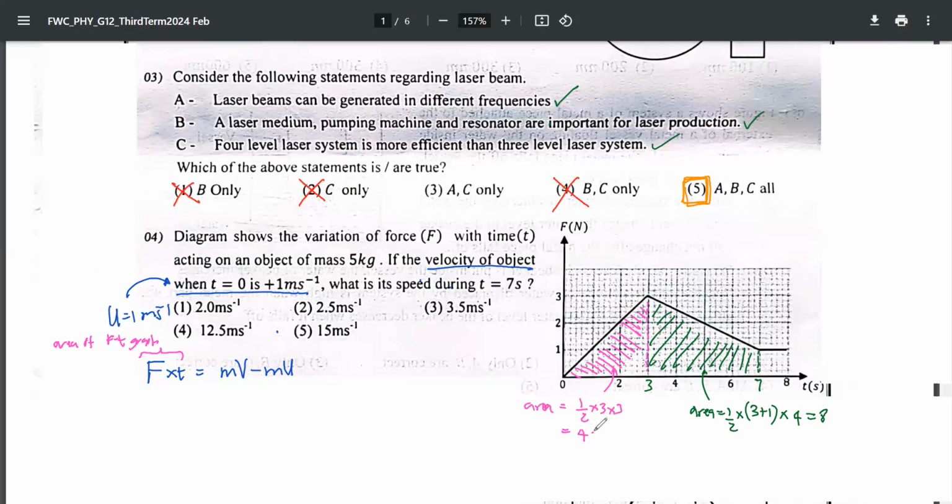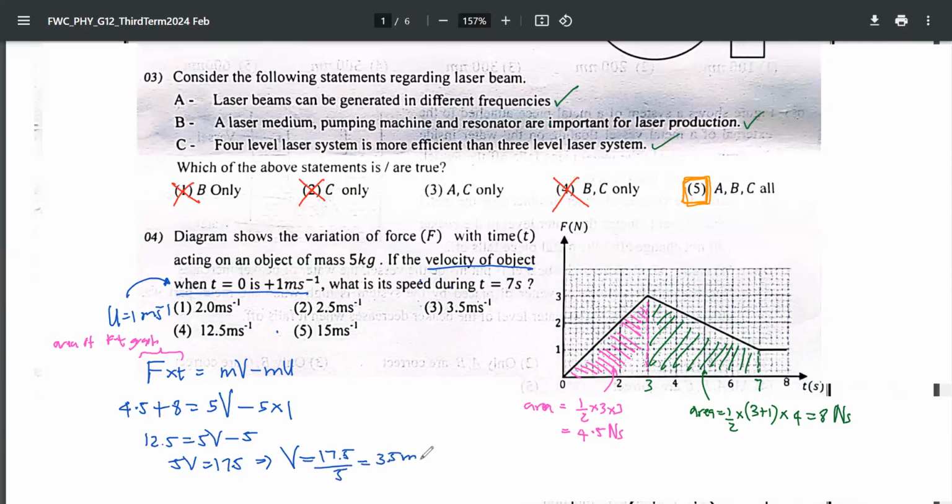Now, 4.5, what is the unit? Newton second. And 8 Newton second. Then for Ft, what will I substitute? 4.5 plus 8 equals mass 5 into final velocity, which we have to find, minus mass 5 into the initial velocity, which is 1. We normally put 0 in other questions. So 12.5 equals 5v minus 5, so 5v is equal to 17.5. v is equal to 17.5 divided by 5, which is 3.5 m/s. Answer 3.